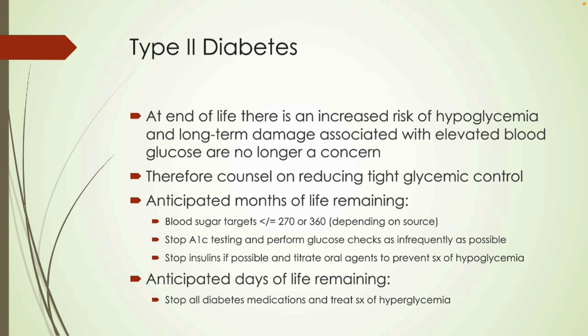If they're on oral agents, metformin doesn't usually cause hypoglycemia, but some of the other ones can. And so you want to make sure that you're titrating those so that the patient isn't becoming hypoglycemic at any point. And when it gets down to days, you can just stop it all. Just treat their thirst. Give them a urinary catheter if there's polyuria. Make them comfortable, but you can really start tamping down the expectations of diabetic control when they get close to death.